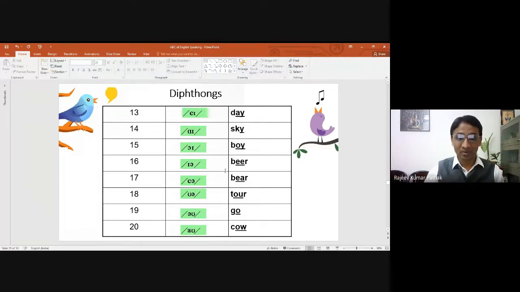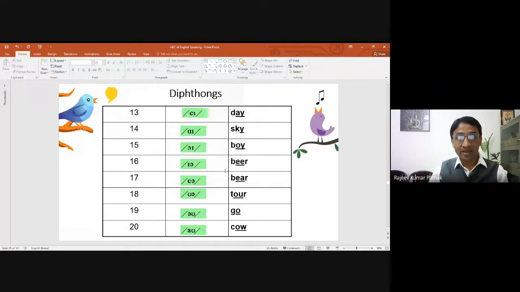So ear sound. Then next is the air sound, as in bear, scare, tear, something like that. Number 18 is the oor sound, oo and r together. Tour, poor, sure, like that.